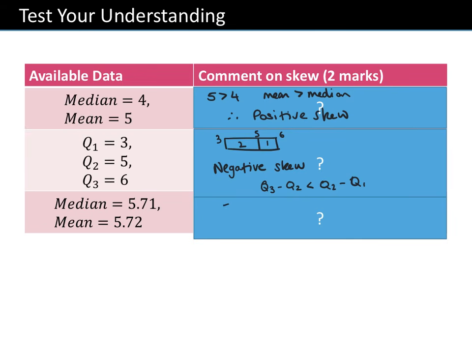Now, the last one. 5.72 is greater than 5.71. But how close is it? Okay, this is little to no positive skew. Because 5.72 is roughly 5.721. If you were to round that to 1 decimal place, it's 5.7. Just watch out for that. It is positive, but it's very little, isn't it? You think the bigger the gap, the bigger the skew, really.